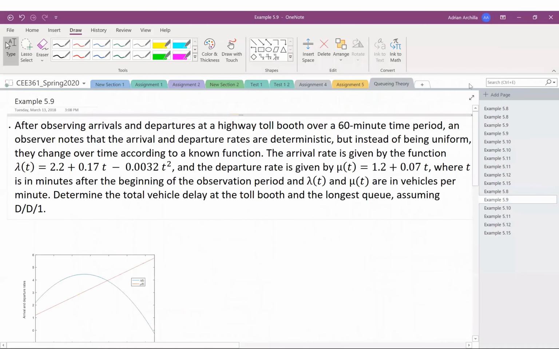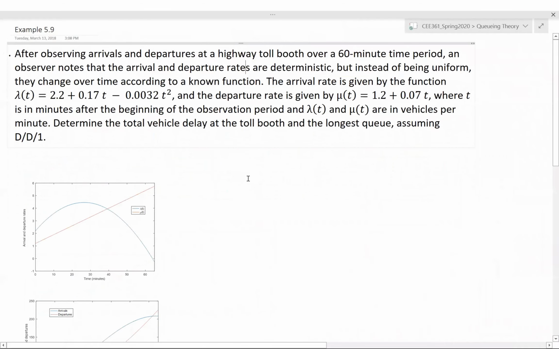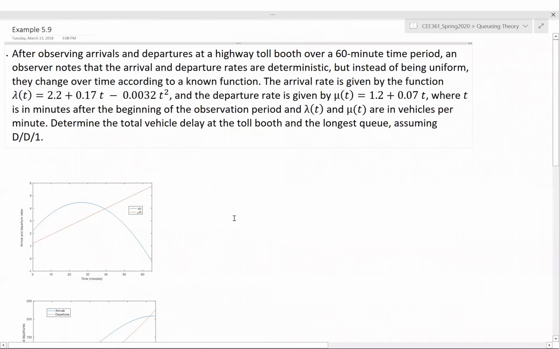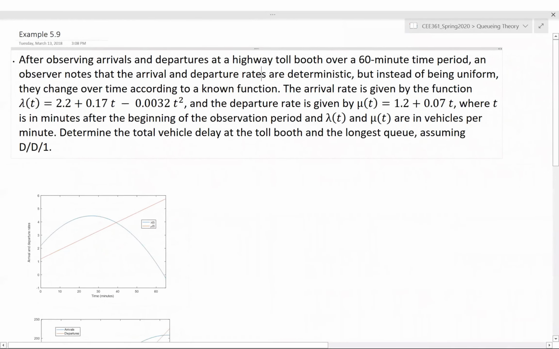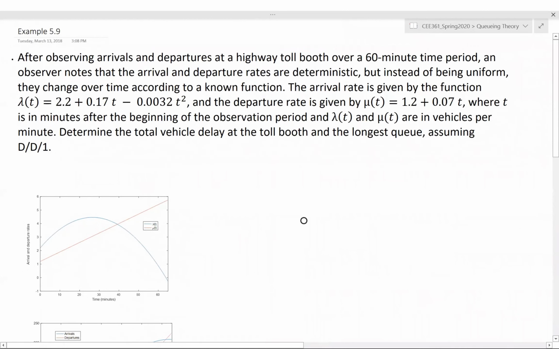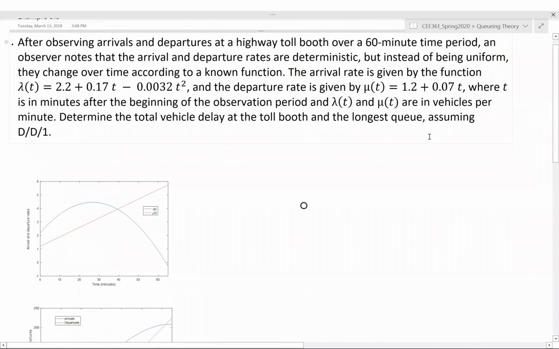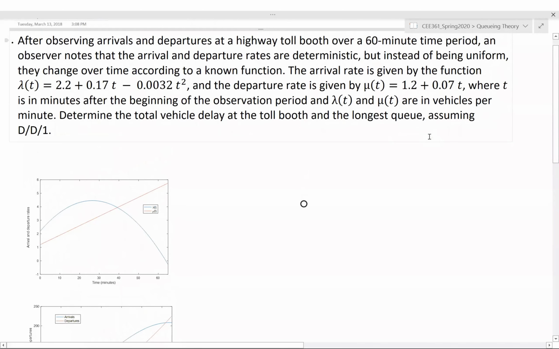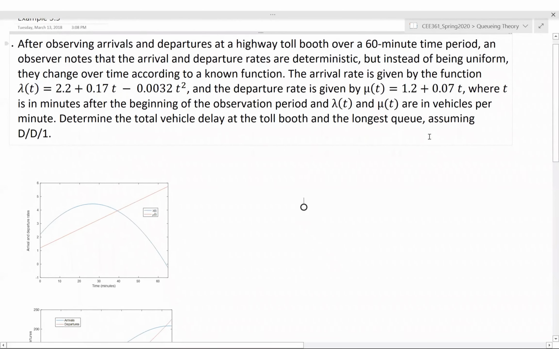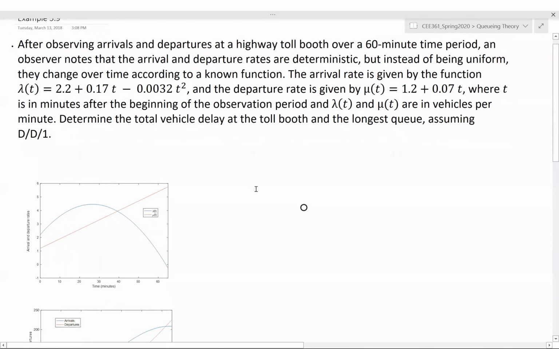So let me go to problem 5.9. This is basically what you have in your notes in the PDF that I wrote. So we have, after observing arrivals and departures at a highway toll booth over a 60-minute time period, an observer notes that the arrival and departure rates are deterministic. Instead of being uniform, they change over time according to a known function. More than uniform, I would have written constant. I think I took this as an example from your book. I would have written constant. They're not constant. They change over time according to a known function.